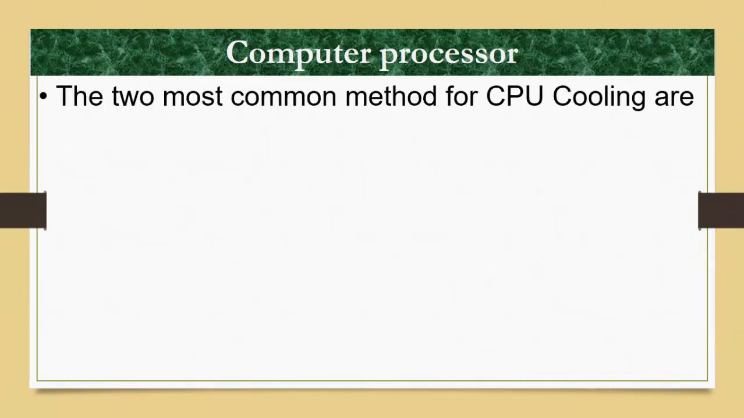Okay, students, the two most common methods for CPU cooling are, the first one, air cooling. The parts inside most computers are cooled by air moving through the case. Similarly, for CPU cooling, a heat sink with a fan is attached to the flat area of the CPU in order to cover maximum surface area.